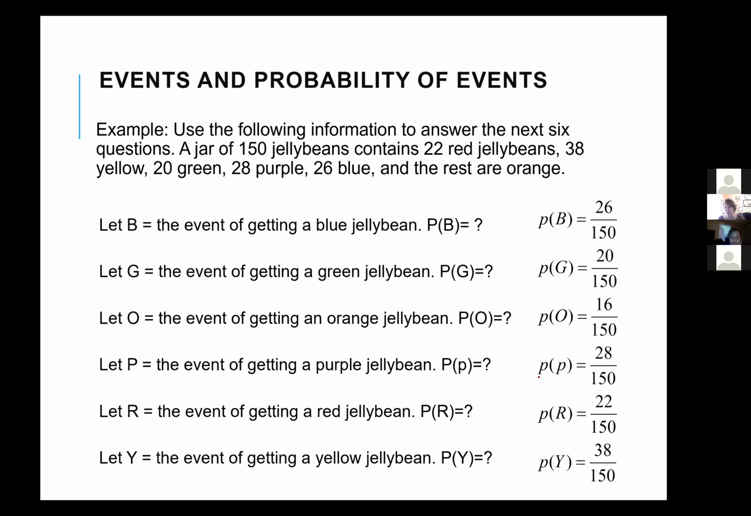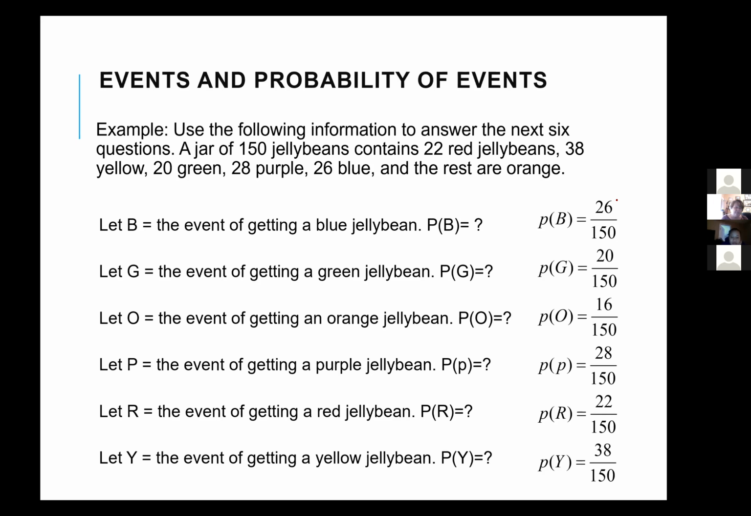What's the probability of me getting an orange? Well, I have to figure out how many orange jelly beans are in this jar. If I take the 22, the 38, the 20, the 28, and the 26, and I add it up, and I subtract that from 150, I see there are 16 orange jelly beans in my jar. So the probability of an orange jelly bean is 16 out of 150. What's the probability of a purple? Well, there are 28 purple jelly beans, so 28 out of 150. What's the probability of a red? Well, 22 out of 150, and the probability of a yellow would be 38 out of 150.